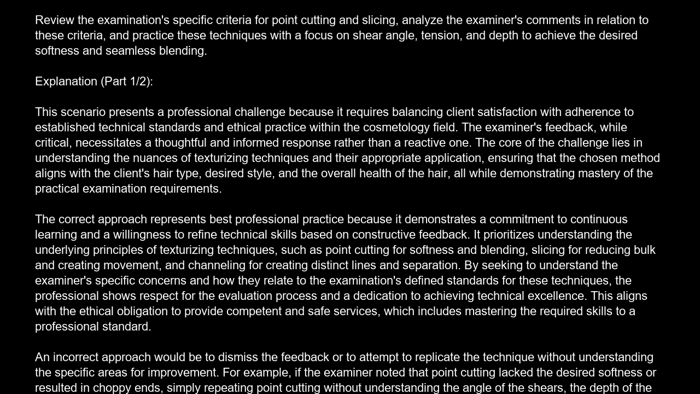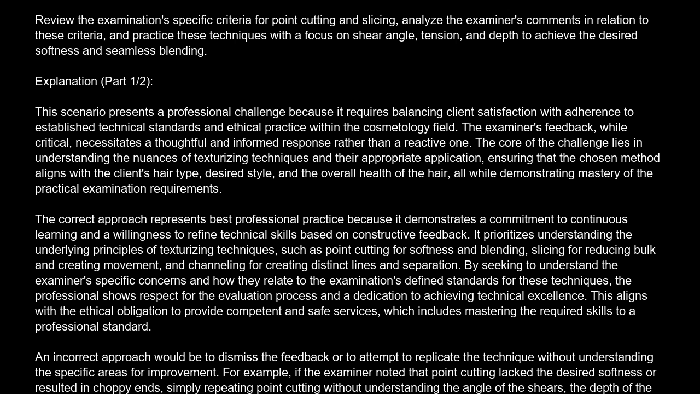Explanation. This scenario presents a professional challenge because it requires balancing client satisfaction with adherence to established technical standards and ethical practice within the cosmetology field. The examiner's feedback, while critical, necessitates a thoughtful and informed response rather than a reactive one.